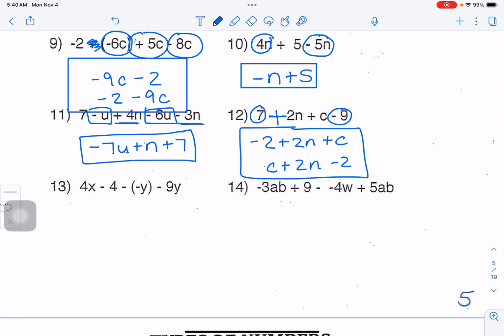Again, I see a double negative, so I want to do the opposite of a negative and make it a positive. I have no other x's. I have no other constants, but I have 1y, and I'm taking away 9y's, so I'm now at negative 8y.